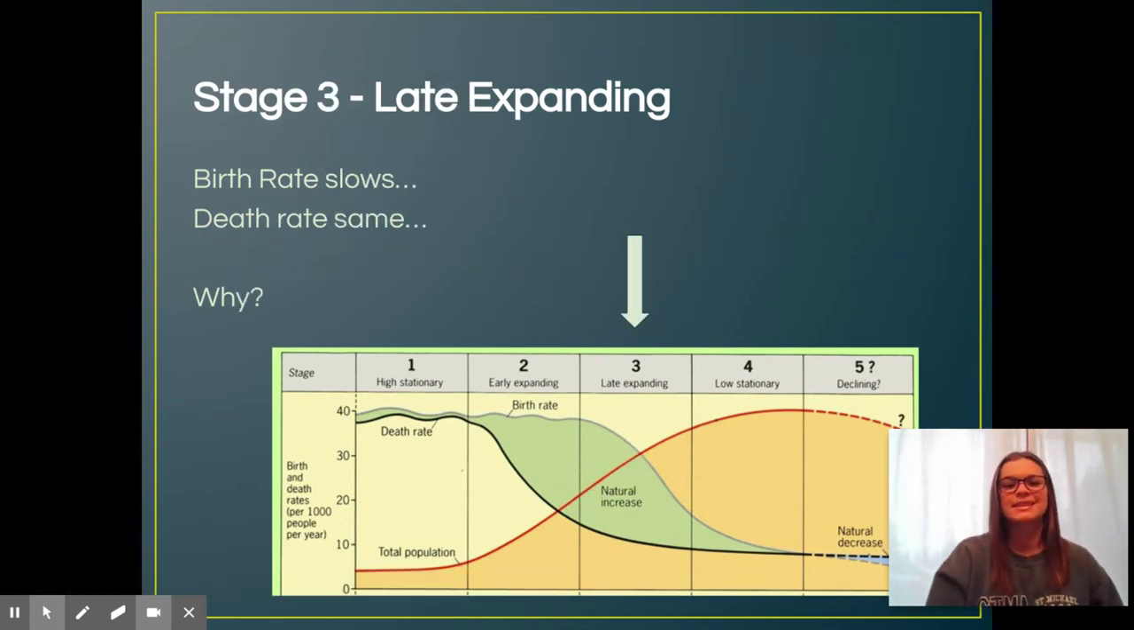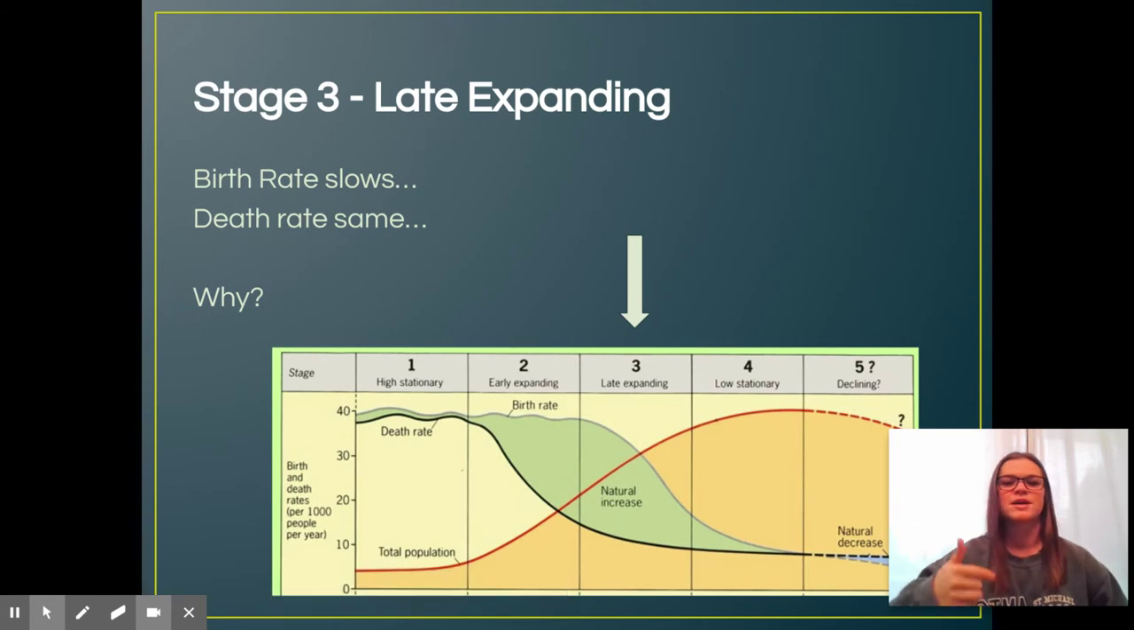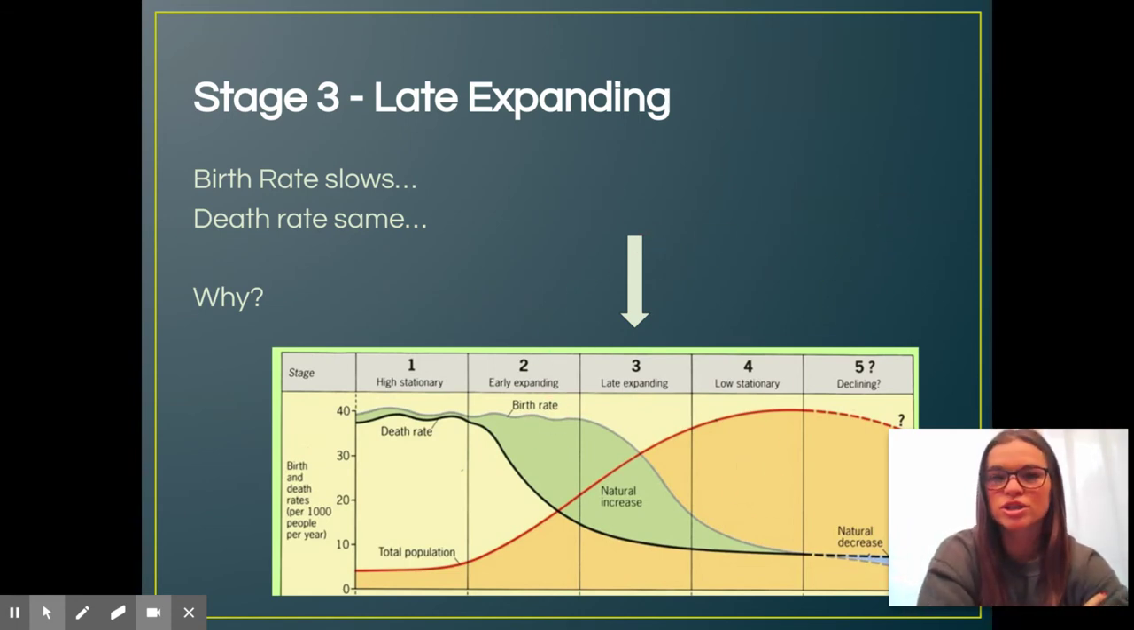Stage 3, late expanding. Okay, so you can see the birth rate here. This gray line starts to decrease along with the death rate. Okay, so the birth rate slows and the death rate stays the same, as you can see through stage 2. So stage 3 countries are still growing. It's just more of that slow growth.